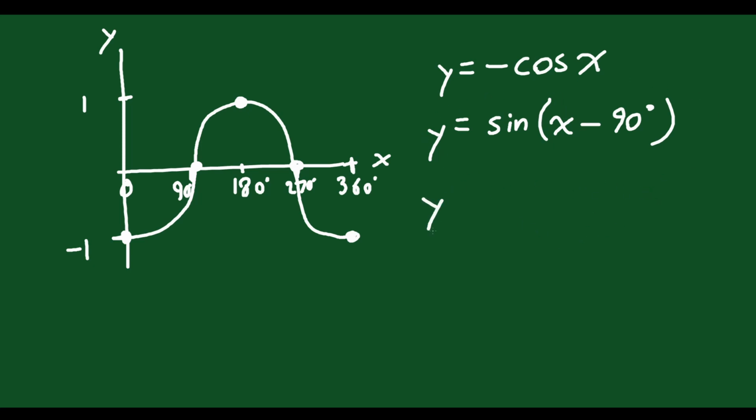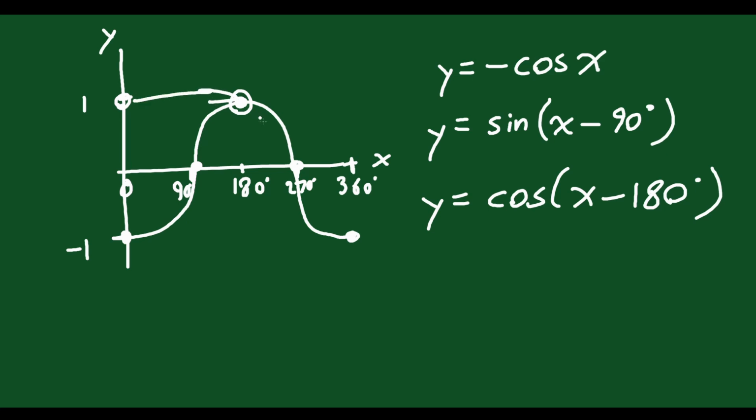Another way would be if you just said y equals cos of x minus 180 degrees. I say that because usually a cos graph starts at the top. Well, here's your top. Normally it starts here, but it's been moved to the right 180 degrees. So you could say it's equal to cos x minus 180. So that's another way that you could represent this.